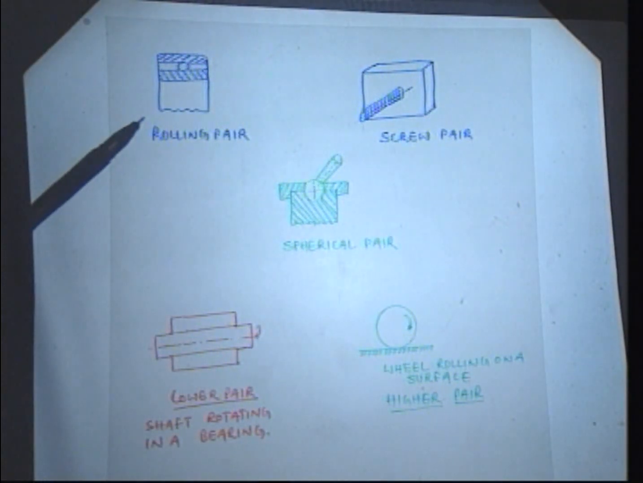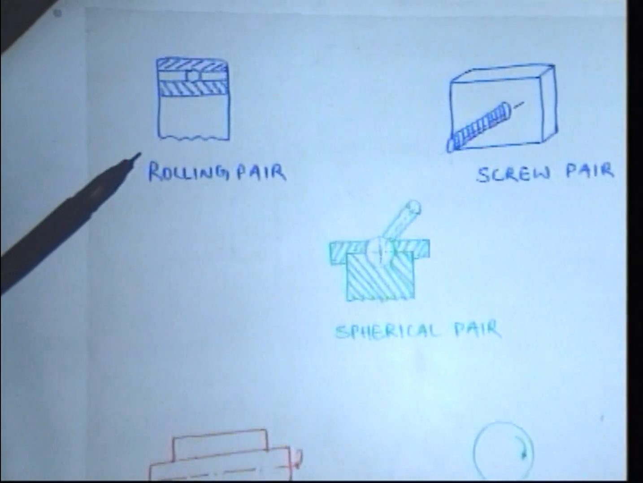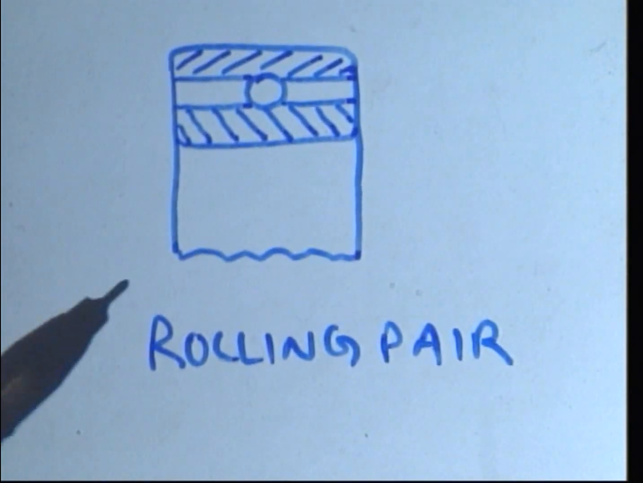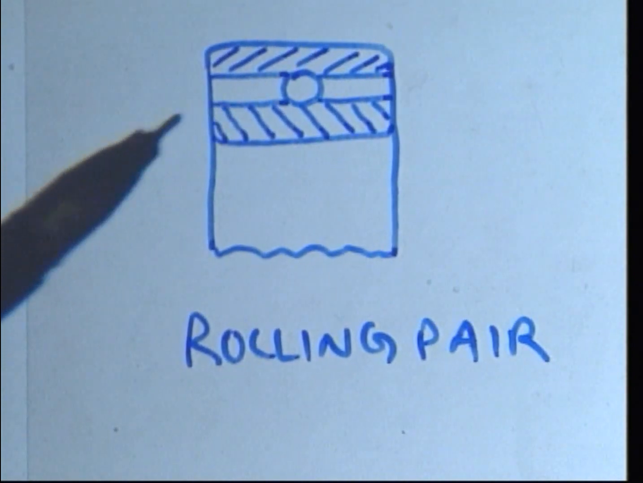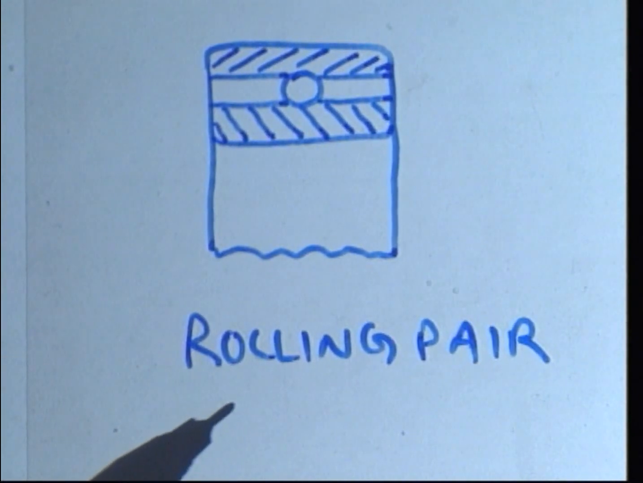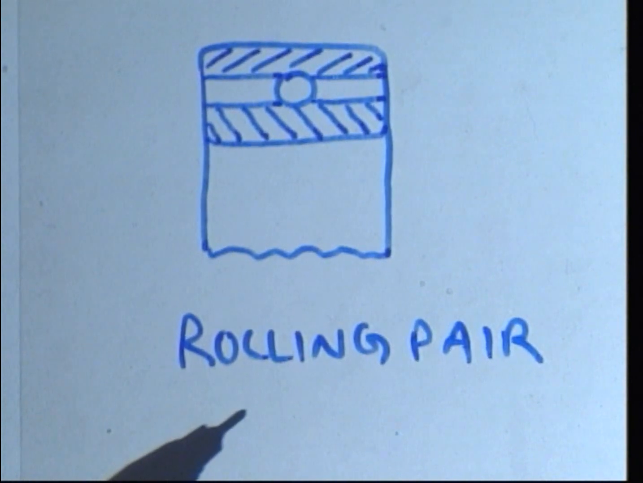This is a rolling pair. When the nature of contact between the elements of a pair is such that one element rolls over the other, then such a pair is called a rolling pair. Lead screw of a lathe machine stands as an example for this pair.